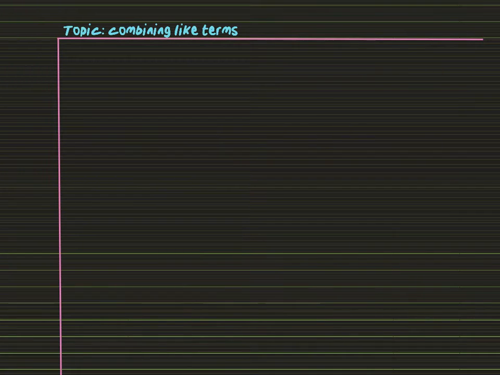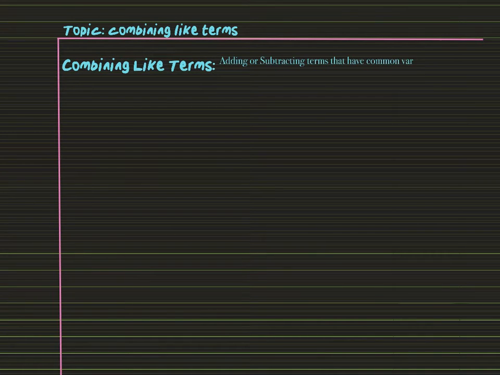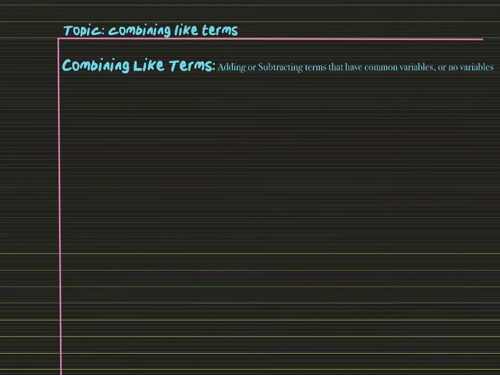In this video, we are going to discuss combining like terms. Let's start by looking at the definition. The definition says that we're going to add or subtract terms that have common variables or no variables at all. Let's look at an example.